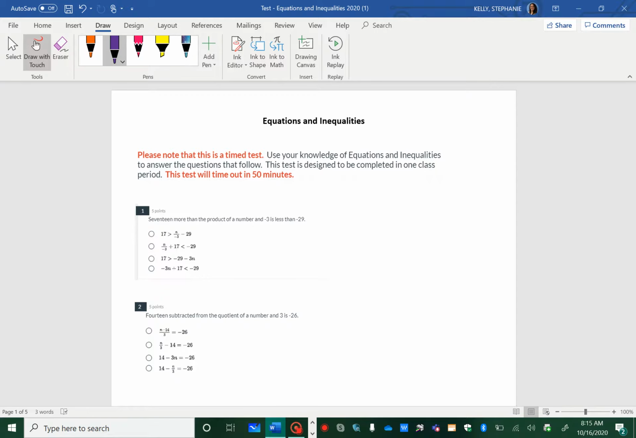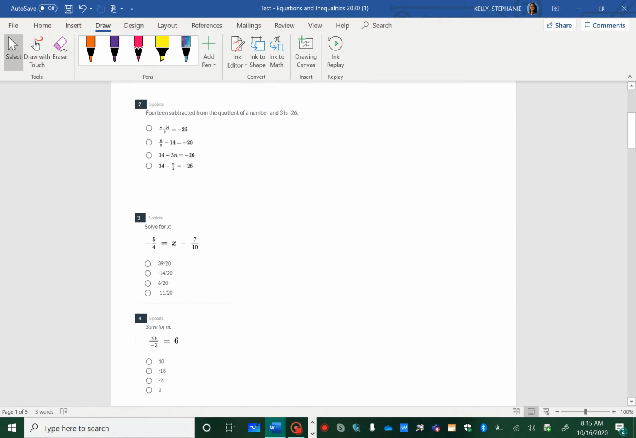Okay, so 17 more than the product of a number and -3 is less than -29. So -29, I know whatever is going to be over here is less than -29. And I know that it's going to be 17 more than the product of a number and -3. All right, so that answer is there. And we're just going to keep moving along. Pause as you need to.